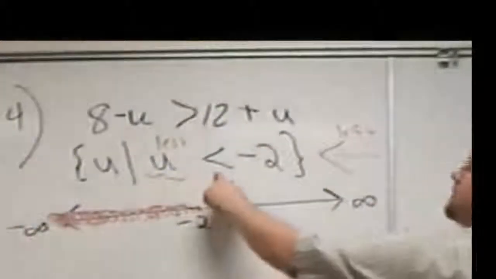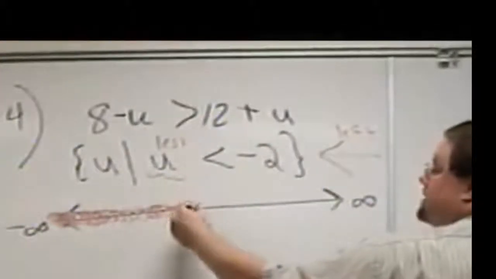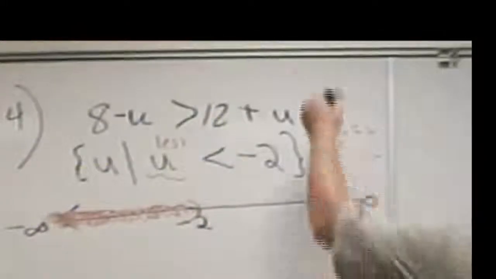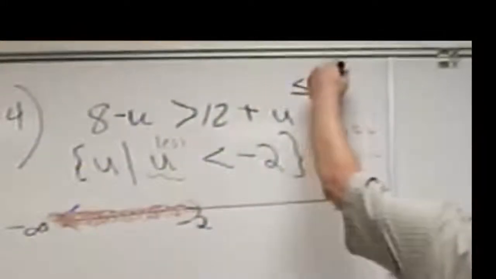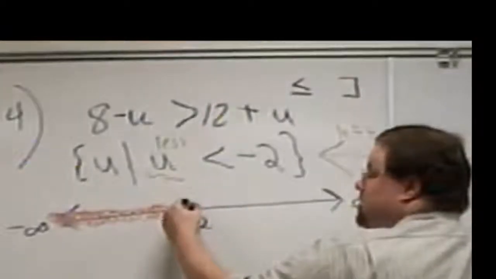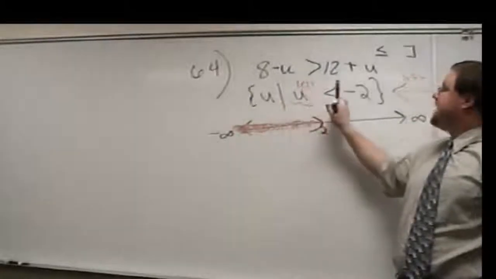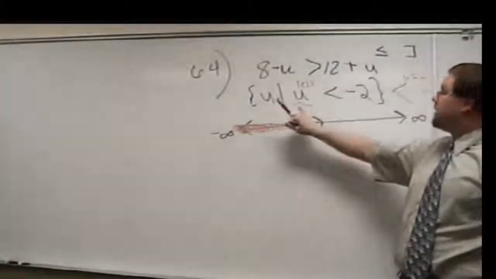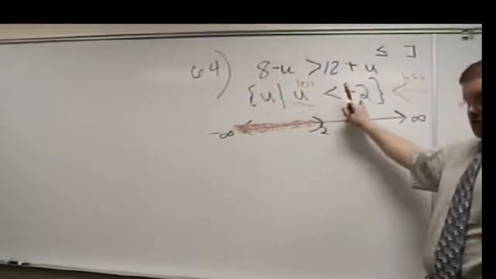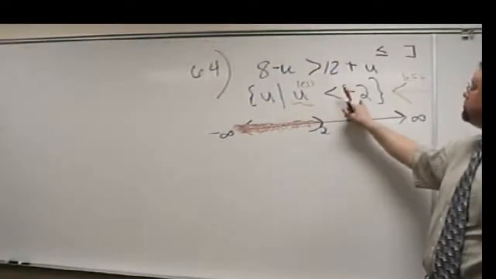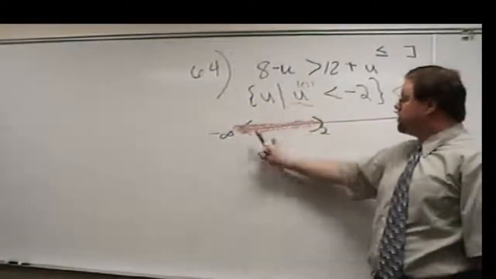And because it's less than but not equal to, I use parentheses. If it was less than or equal to, I would have used a bracket. So I'm using a parenthesis in this case because it's just less than. And I shade to the left because u is less than -2. Once again, you're looking at the u, not the -2. So don't say -2 is more, u is less, that's what we go with. So this is my graph.